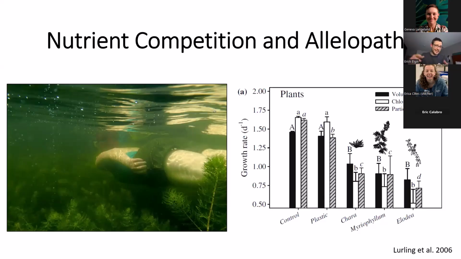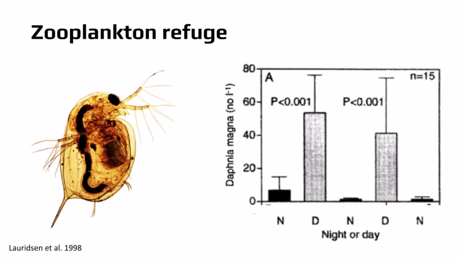And when they studied it further, it was through absorbing nutrients and holding them. And then also they were seeing a little bit of evidence where chemicals were being released into the water column, inhibiting the growth. And that's called allelopathy.